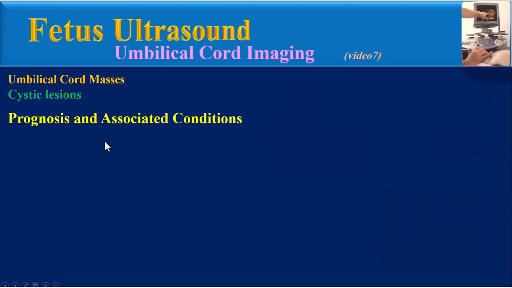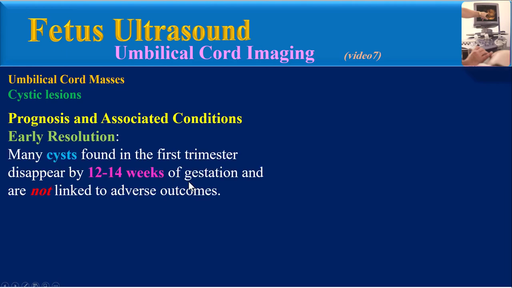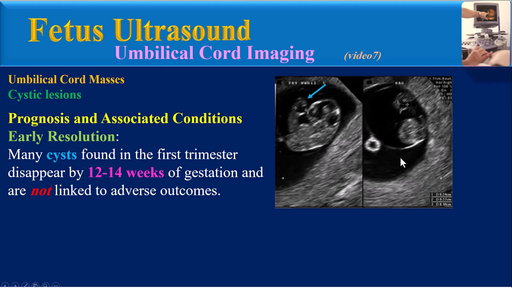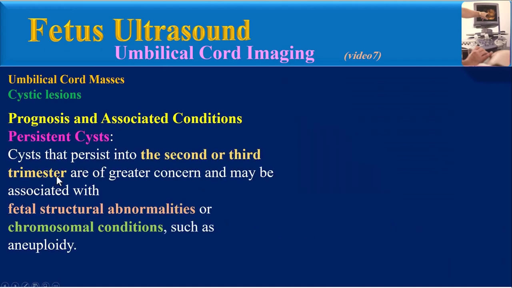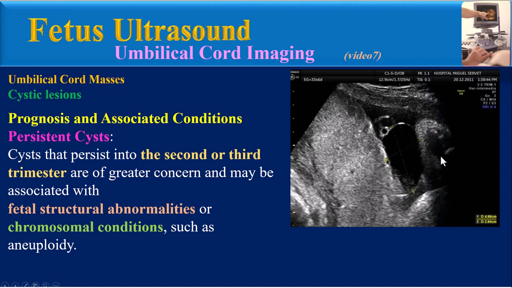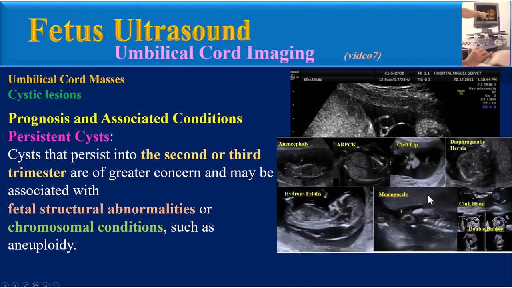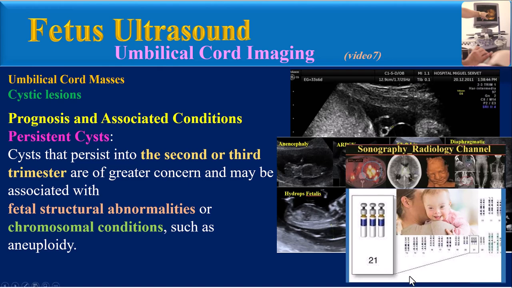Prognosis and associated conditions. Early resolution: many cysts found in the first trimester disappear by 12 to 14 weeks of gestation and are not linked to adverse outcomes. Persistent cysts: cysts that persist into the 2nd and 3rd trimester are of greater concern and may be associated with fetal structural abnormalities or chromosomal conditions such as aneuploidy.